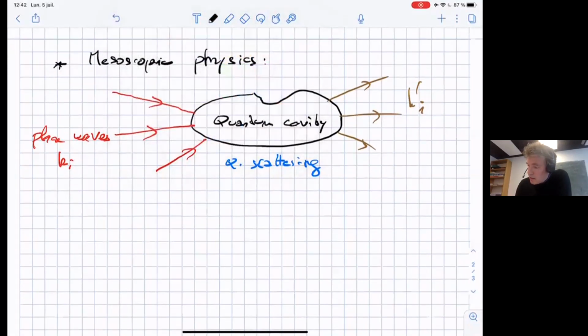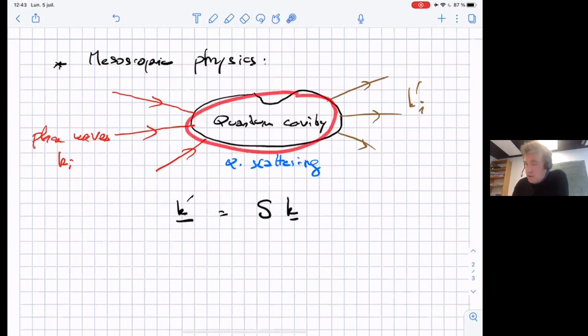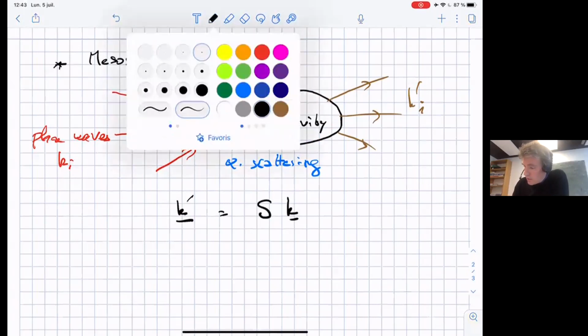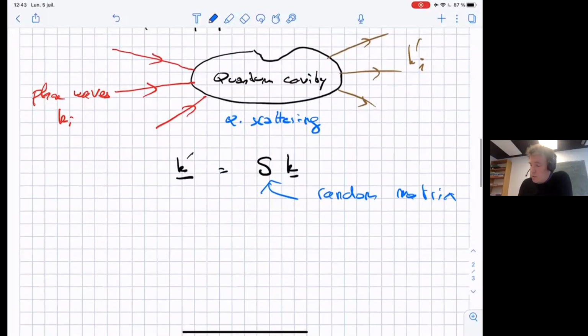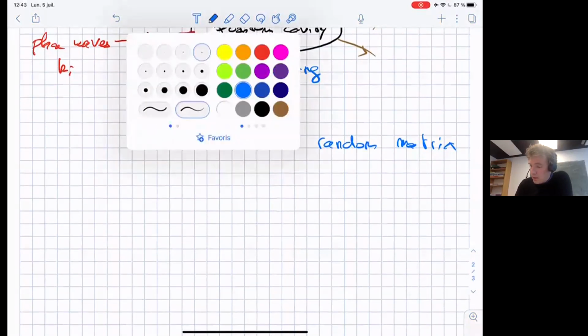A quite natural way of characterizing this quantum scattering phenomenon is just to say that there is a matrix relation between this vector k' in terms of the incident wave vector k, and basically they are connected by the scattering matrix. And if this quantum cavity is sufficiently irregular, which is quite often the case, then it will be a good approximation to say that this S here is a random matrix. So that's a quite natural example that you might think of.